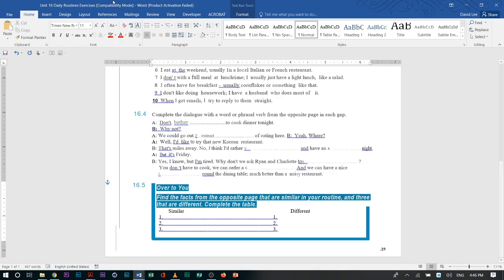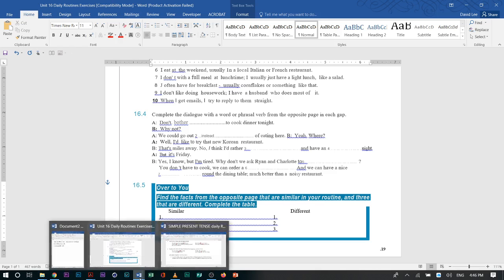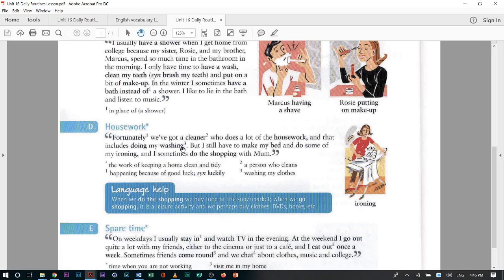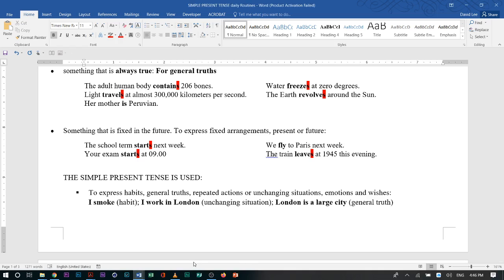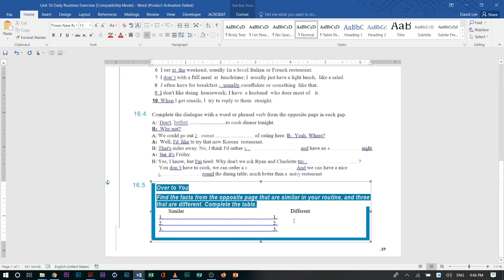So let's look at this, okay? If you do the reading, right? Look at this. So something that they do the same, and then something that you do that is different. I usually have a shower when I get home from college, right? So if you do this, then for you, you can just put it in the same, right? For me, I do different, right? I take a shower when I go to sleep, right? How about something that I do that is the same as the reading?